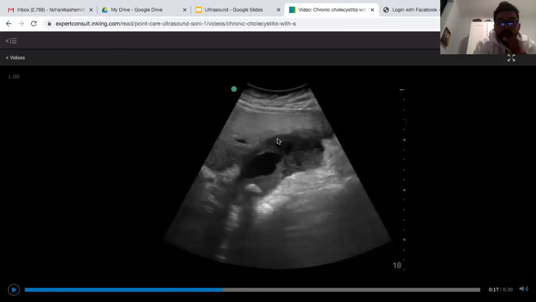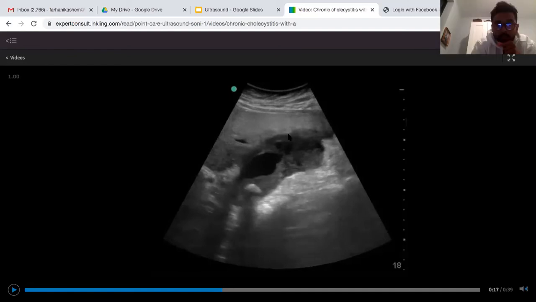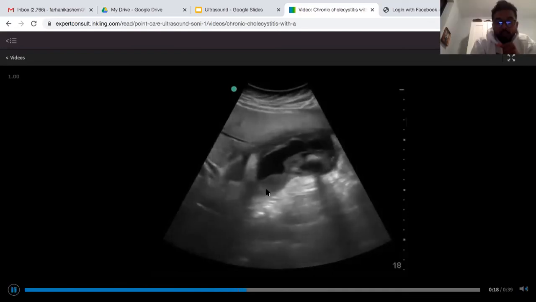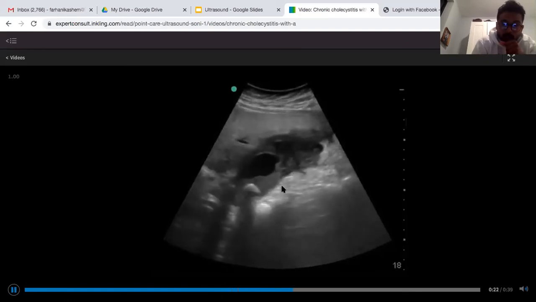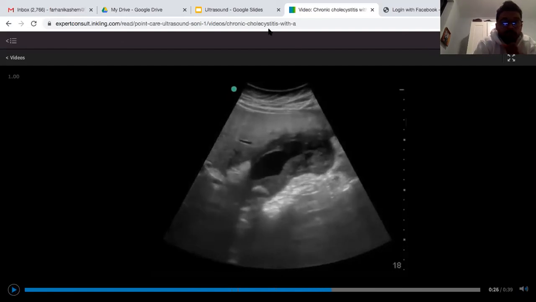What's that anechoic? No. Superior. This is within the liver. This is probably some kind of vein, hepatic vein or something. But what do you think this is? This anechoic region on top of the wall? It's fluid. Pericholecystic fluid, right? Okay. So that's what's going on here. It's perforated gallbladder with sludge and gallstones and pericholecystic fluid. It's a bad day.